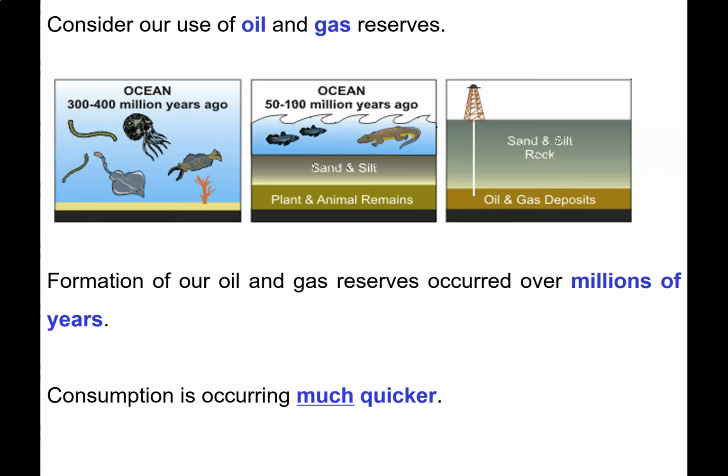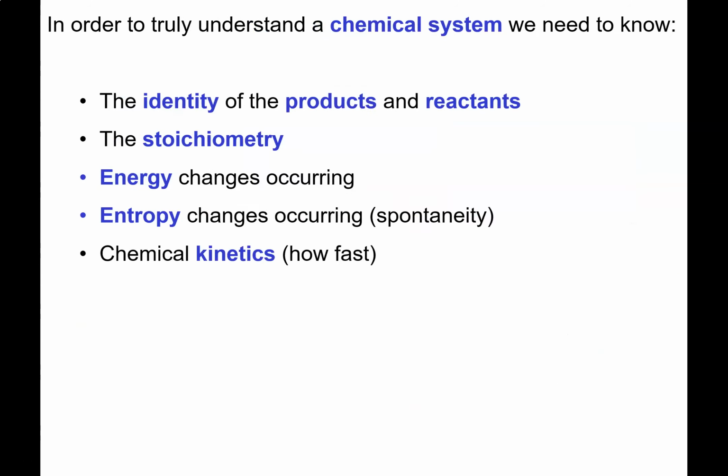And we can recognize pretty quickly that consumption of fossil fuels is occurring much quicker than their production is. So the net result of that is that the amount of these things has to be decreasing because we are using them up quicker than they are being formed. So you recognize fairly quickly that it is important to consider the rates of chemical reactions along with all of the other things that we like to take notice of.